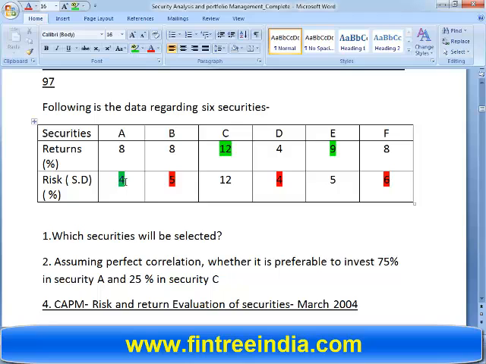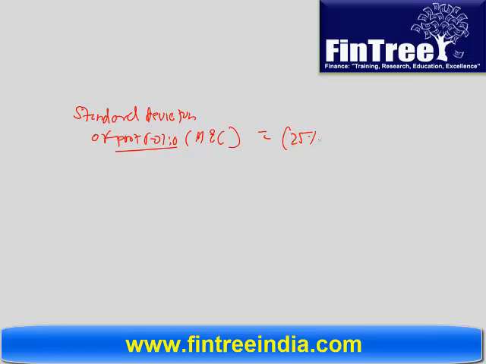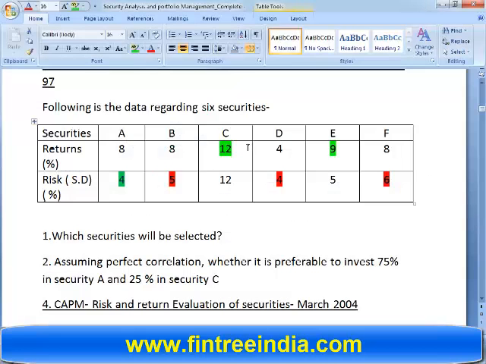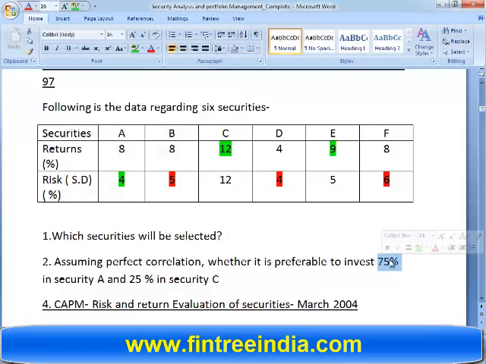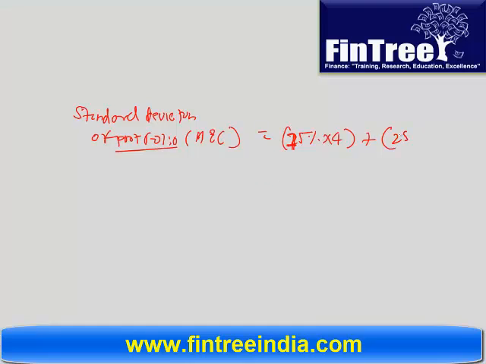Standard deviation of portfolio in bracket A and C is equal to, so in A standard deviation is 4 and we are investing 25%. So 25% into 4 plus, in C, hold on a minute, it's not 25, 75%. 75% is invested in security A and 25% into 12. So what is the standard deviation, weighted average? That standard deviation of the portfolio is now 6%.